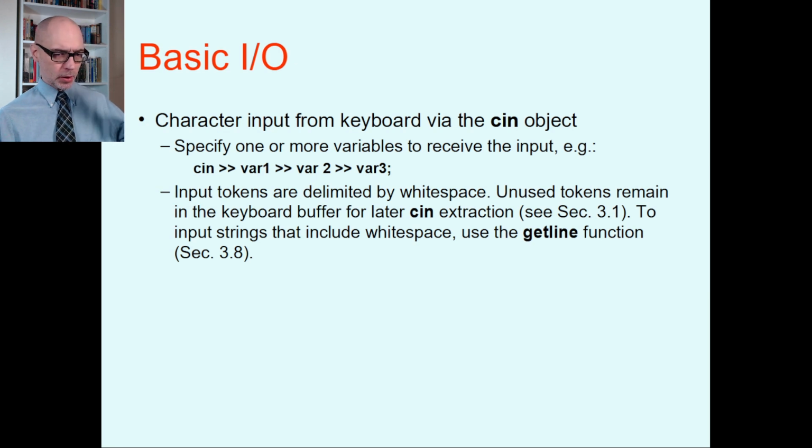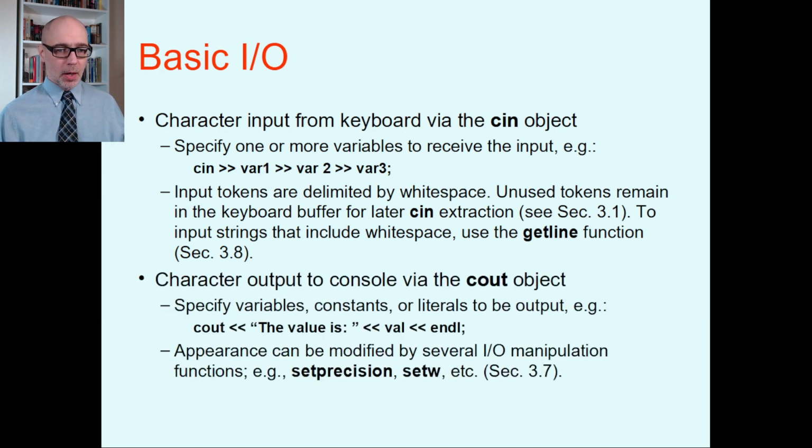Now, if you want to input strings that are whole sentences or something that includes white space, then you can't just use the cin object for that. You've got to use the getline function. And again, that's in the book in section 3.8, and you can see how that's set up. But how do you do basic output to the monitor? Well, of course, you use the cout object for that.